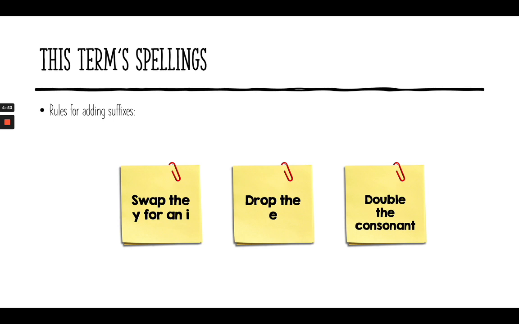Now throughout this term we've got a bit of a theme for our spelling rules, because all of our spelling rules are going to be rules for adding suffixes. Okay, now we'll talk about what suffixes are in a moment, but there are three main rules for adding suffixes which we're going to learn about this term. We've got swap the Y for an I, drop the E, and double the consonant. Okay, those are the key spelling skills that we're going to be learning about this term.